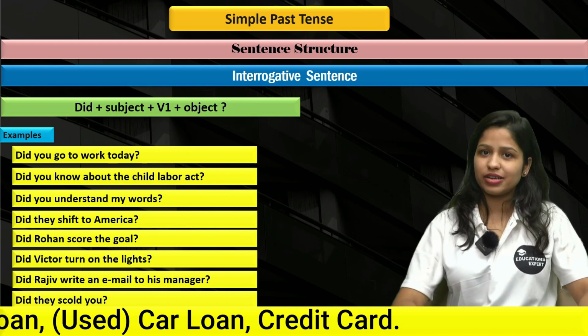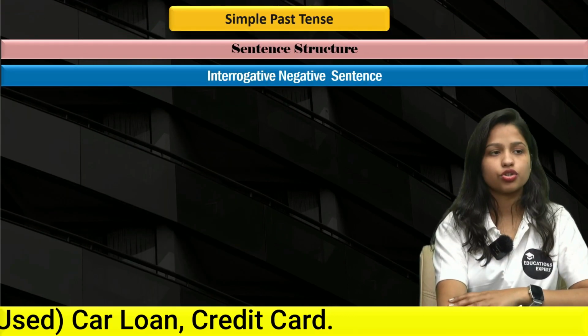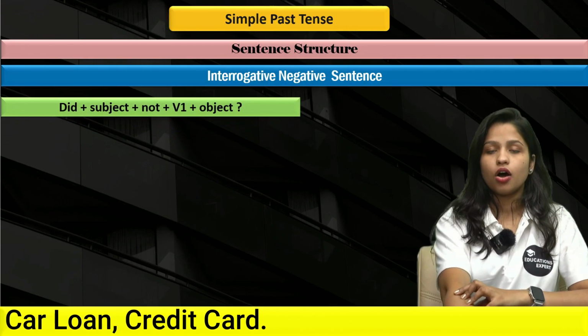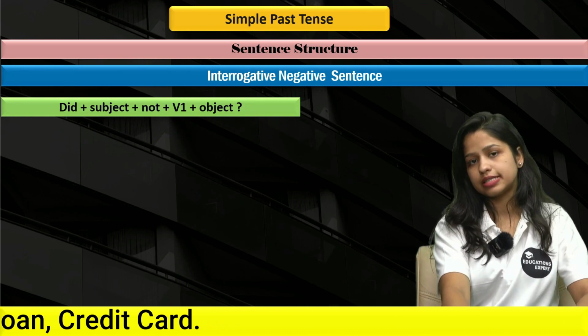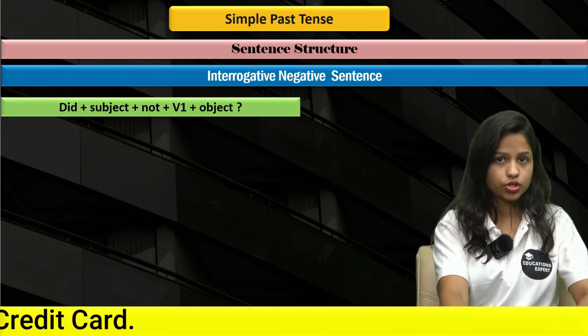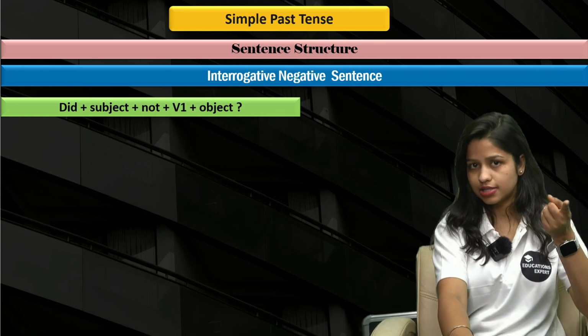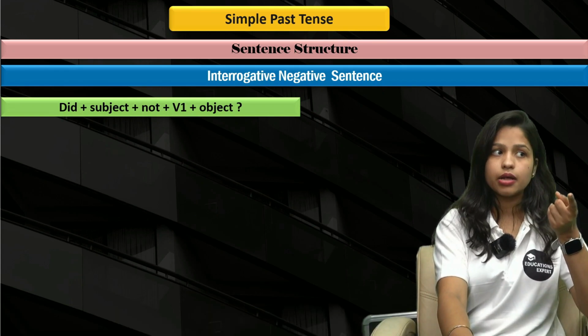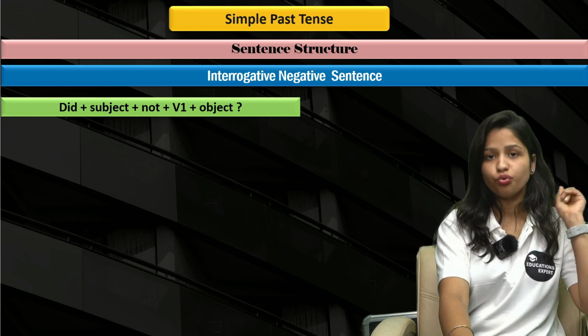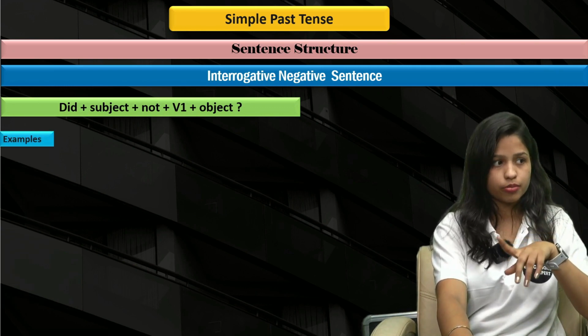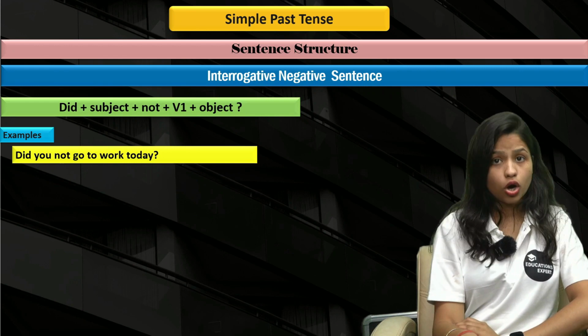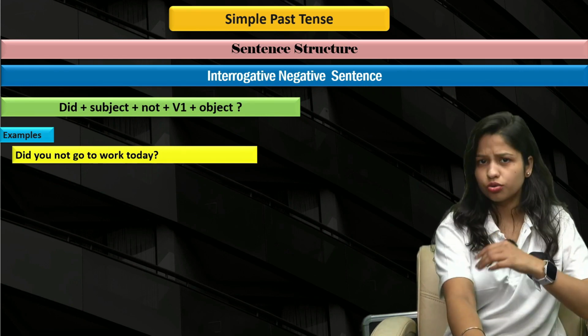Let's move forward. Sentence structure for interrogative negative sentences. Again, the sentence structure is exactly the same: did, subject. Because we're talking about negative, we have to use not after the subject, right? So did plus subject plus not, V1, object plus question mark. So, did you not go to work today?